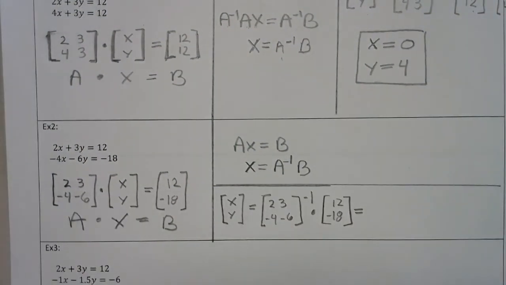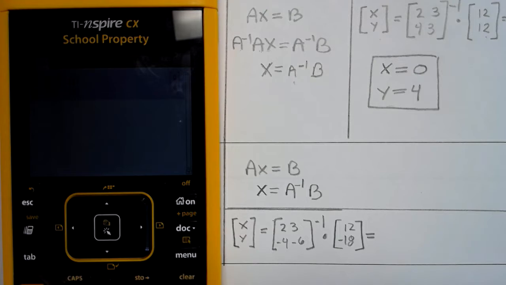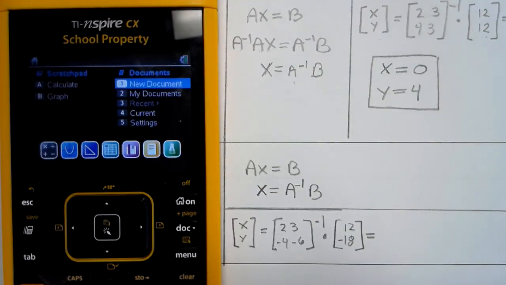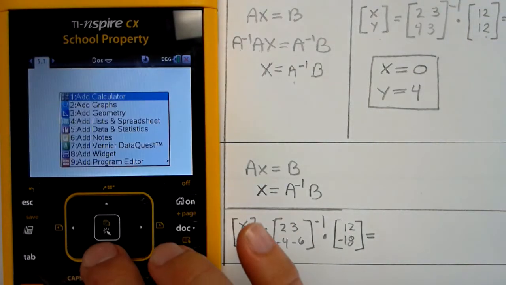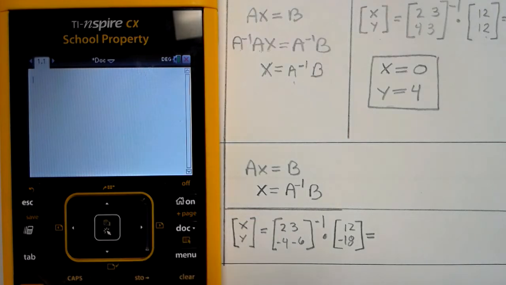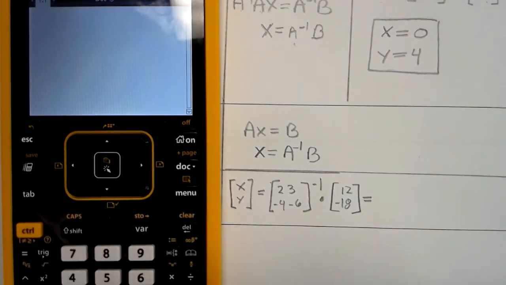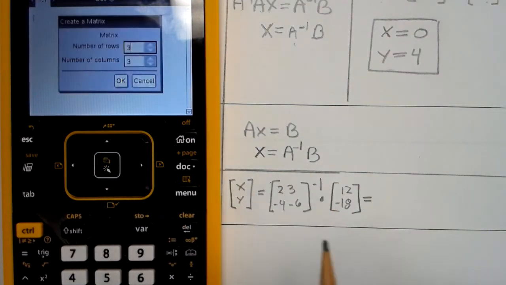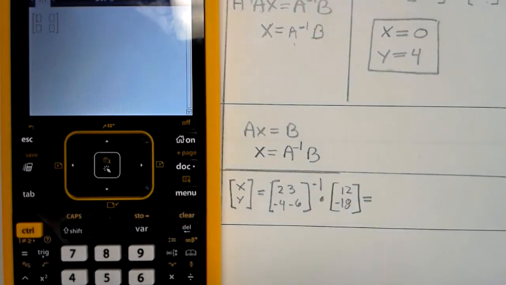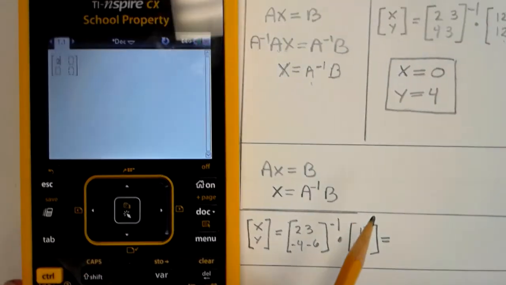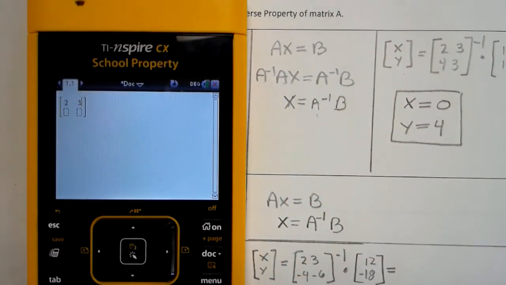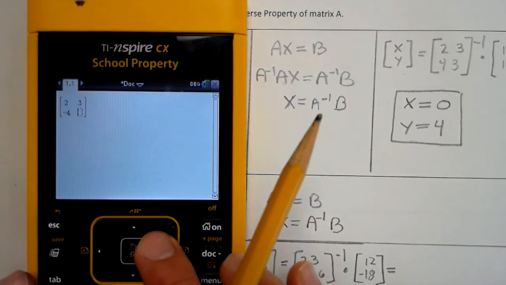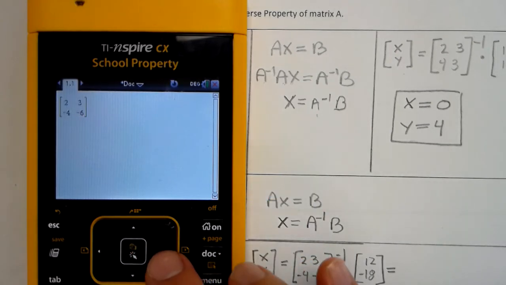At that point, you want to plug this into your calculator. So new document, no, add calculator. You're going to press, again, the button next to 9, this button right here, that box right there. Now, A is 2 rows, 2 columns, so 2, tab, 2, and so that's 2, 3, -4, -6, click to the right, click to the right.